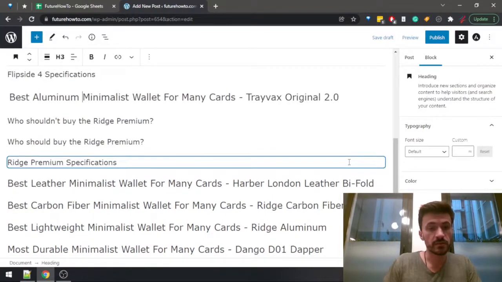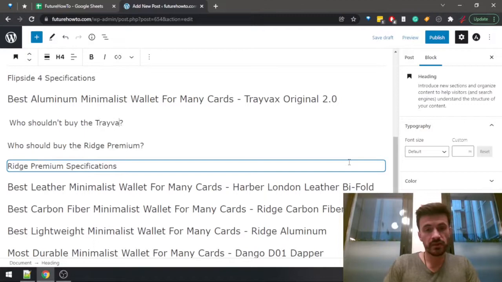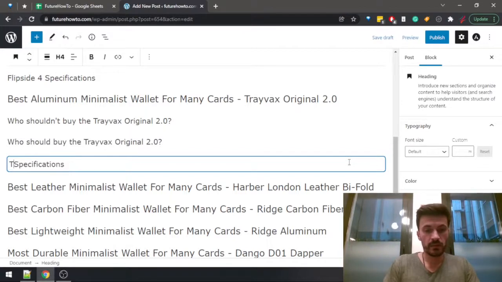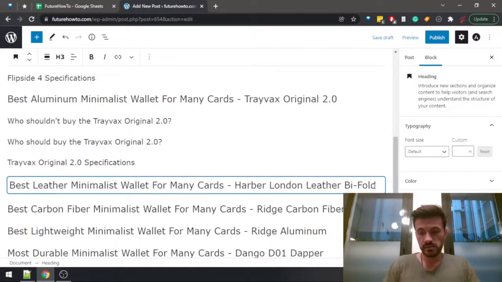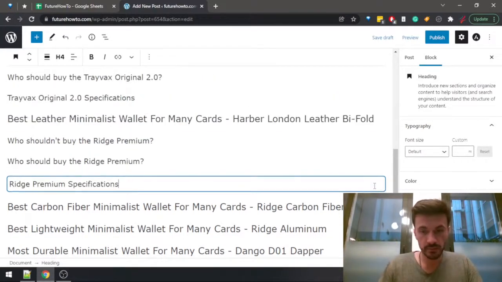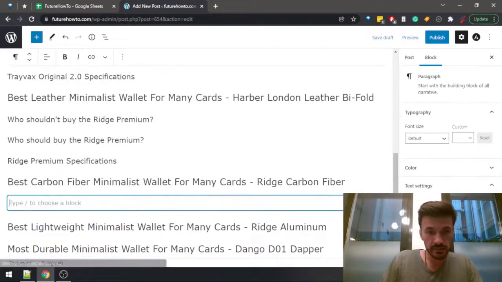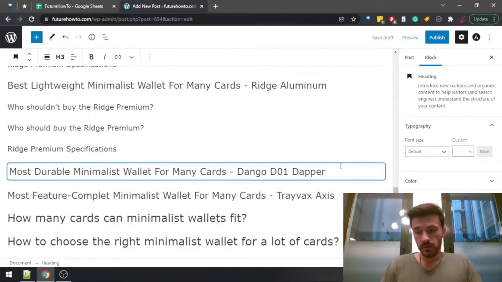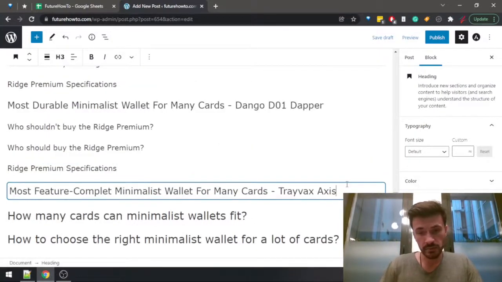This is going to be Travex Origin 2.0. Travex Original 2.0. Let's just paste them all at first and then edit them. It's going to be easier and quicker that way, I believe. Dango Deal 1, Dapper, Travex Access.